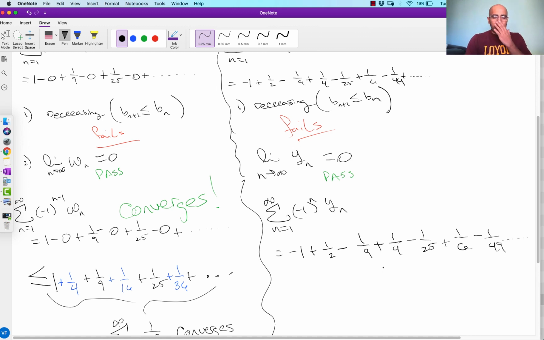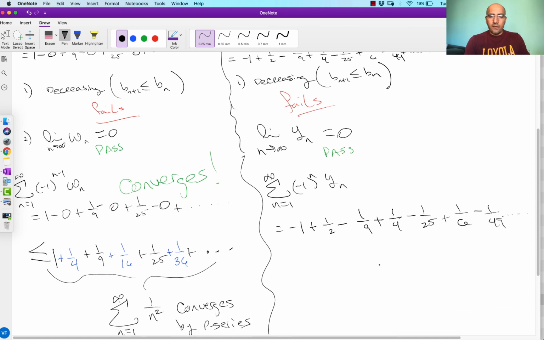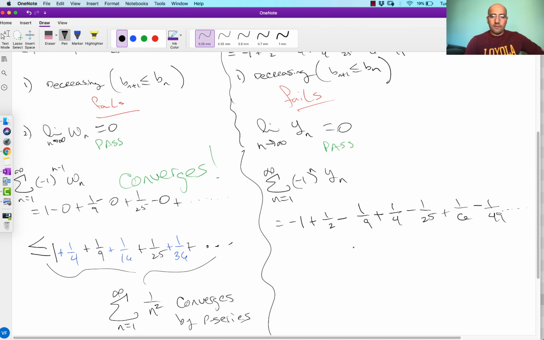Okay, so does this converge, does this diverge? All right, let's try and separate these in the following way. Let's put all the pluses together. This is going to be equal to 1/2 plus 1/4 plus 1/6 plus dot dot forever.